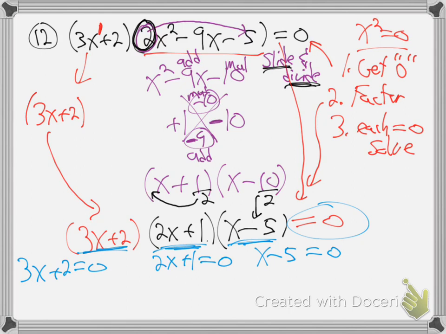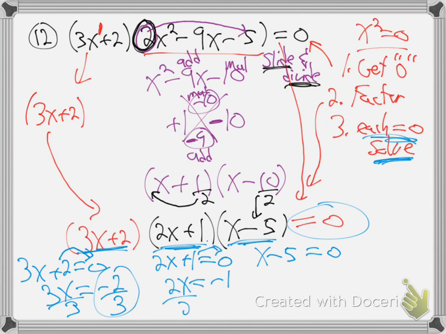If you're multiplying three things to be 0, any one of them can be 0 to make them times out to be 0. Then solve, so each one gets a 0, and then you solve each one. So jump the 2 over here, becomes a minus 2, and then divide by 3. There's one answer. Same thing here, jump the 1 over, minus 1, divide by 2. Boom, jump the 5 over, 5. There's the three answers. They want you to separate them with a comma. There they are, three answers.